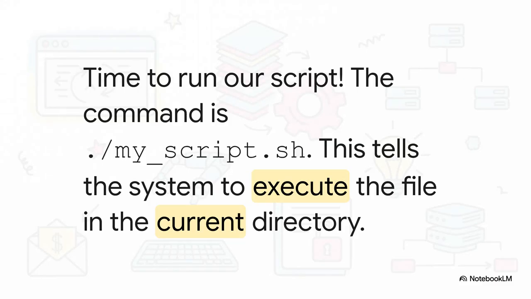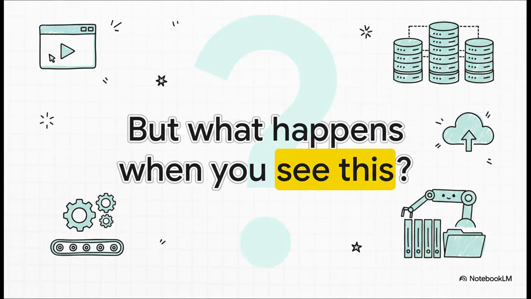All right, the moment of truth. Our script is written, it's saved, it is time to see our work pay off. To run a script in your current directory, you type ./ and then the name of the file. This basically tells the system, hey, run this program that's right here in front of you. So you type that in, you hit enter. You're expecting to see your hello automation message pop up, and instead, you get an error.